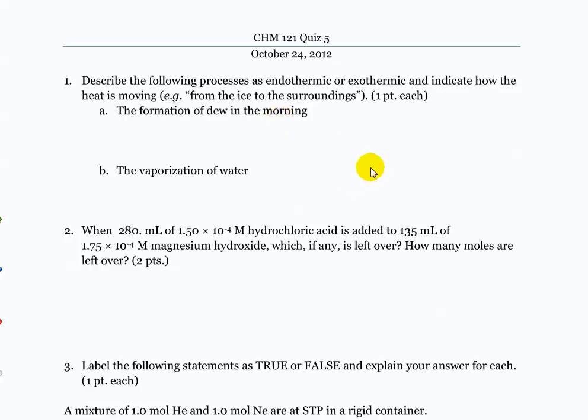First of all, of course, these all came from the exam. Describe these as endothermic or exothermic: the formation of dew in the morning. These all also, by the way, came from widely missed questions, so questions that a lot of people missed. What about dew? Is it endothermic or exothermic? It's exothermic. You're going from water vapor in the air to water liquid on the leaves. So vapor to liquid releases heat.